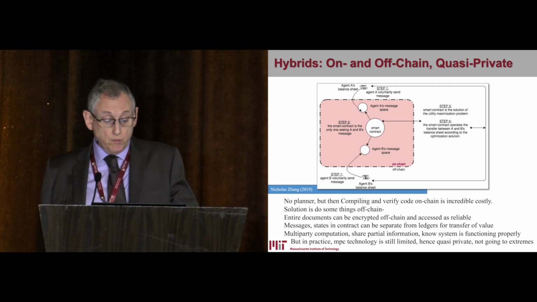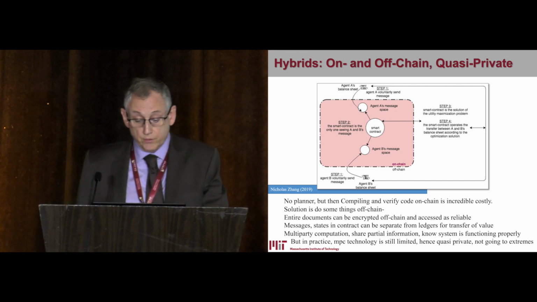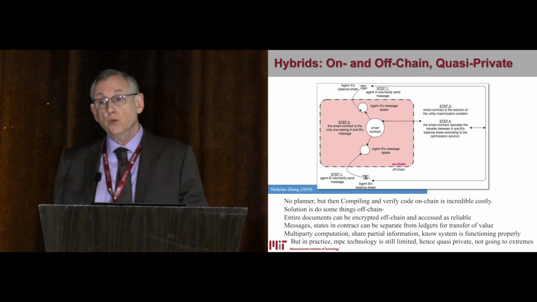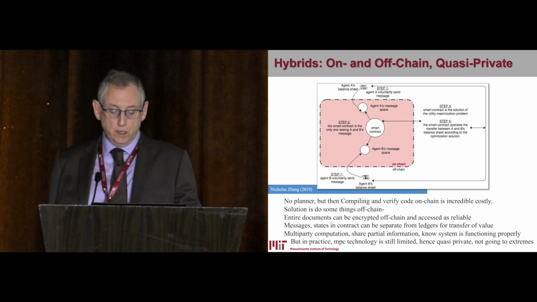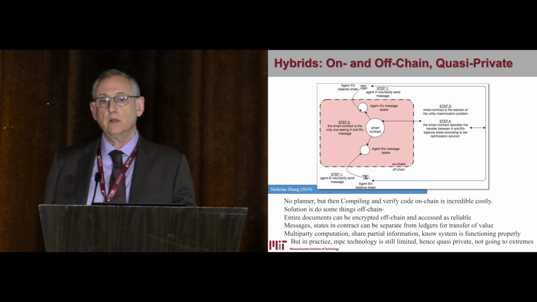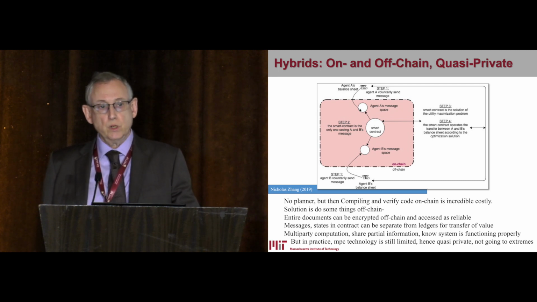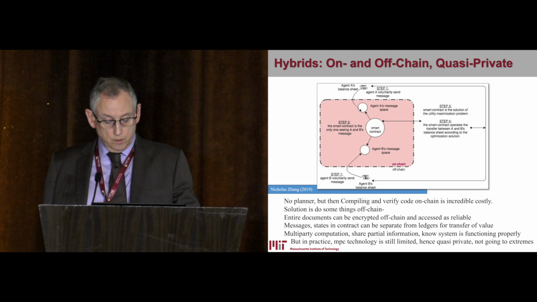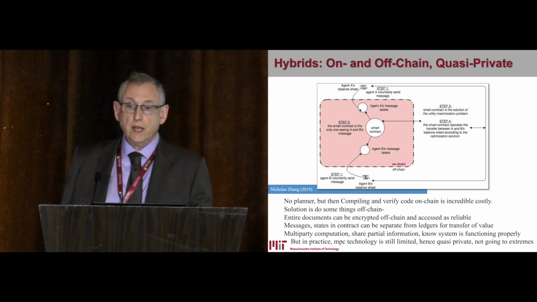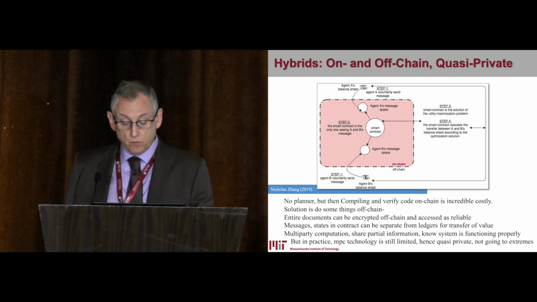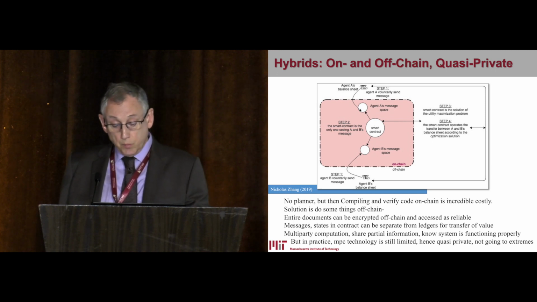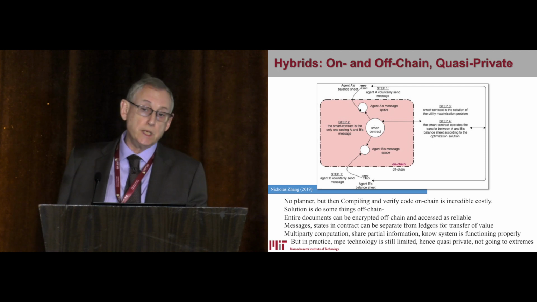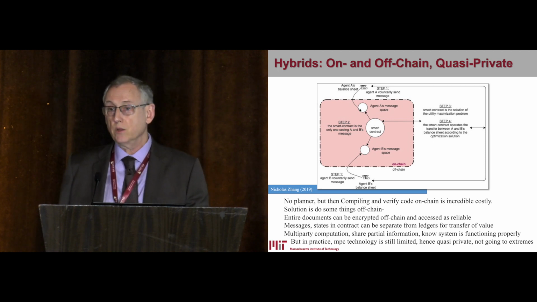So the solution is to take some of those things, like contract validation, offline, as it were, off-chain. Another cute thing that can happen is that entire documents can be encrypted off-chain and accessed, and since they're encrypted, they're immutable and reliable, which mitigates the need for sending messages about every particular line item in every document. Just as a practical, obvious thing. Messages and states in the contracts, in that control system I referred to, could be part of a ledger, and in principle that ledger could be separate from the ledger that's used for transfer of value.